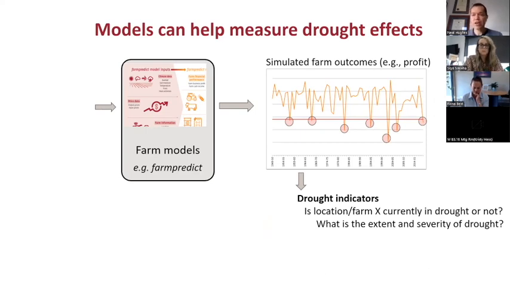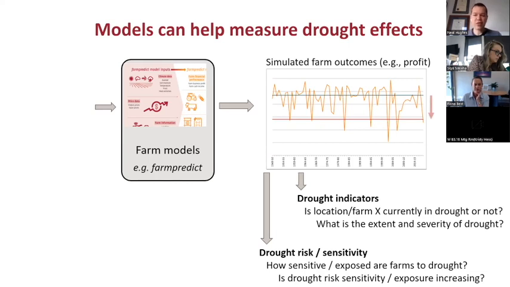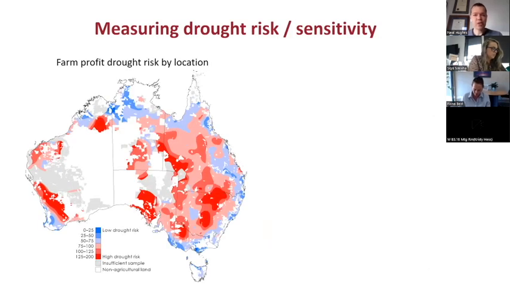So for one, you can look at drought indicators. So defining whether a given farm or location is in drought or not, measuring the extent and severity of drought in terms of farm profit impacts rather than in terms of rainfall. And you can also look at the sensitivity of those farms. So what's the magnitude of variation in profits for that farm between a normal and a drought year? And how does that vary across different types of farms? And is that sensitivity to drought changing, increasing or decreasing over time? So here's some measurements on drought risk or sensitivity. So it's very farm specific, and it varies a lot depending on the type of farm and obviously the location.